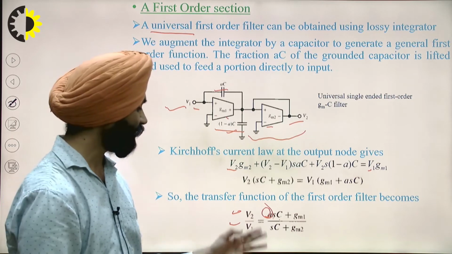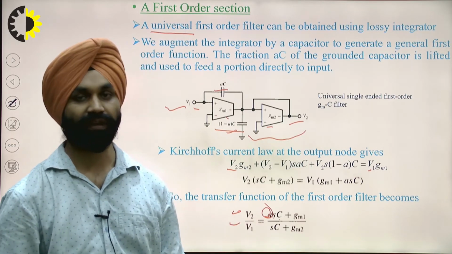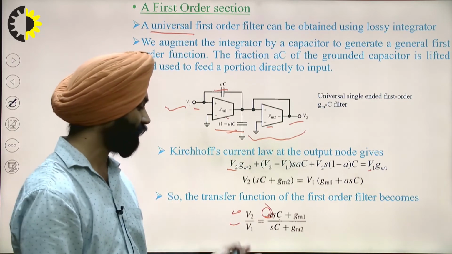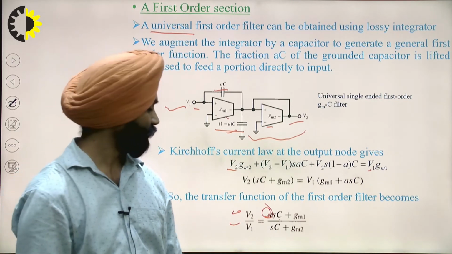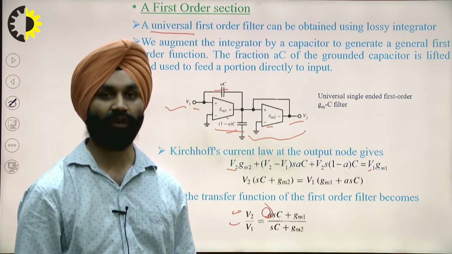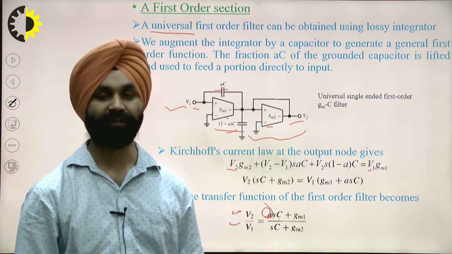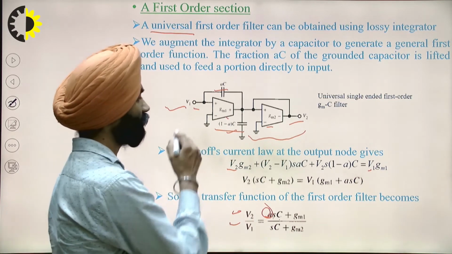Now if we take A such that A is equal to 0, it gives a low pass filter. If A is 1, it will give an all pass filter. So in this way we can create a filter of the first order using this circuit.